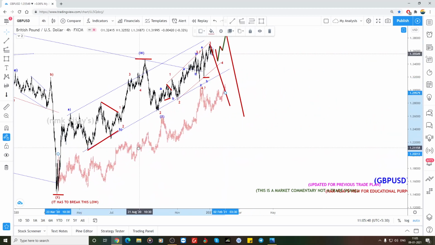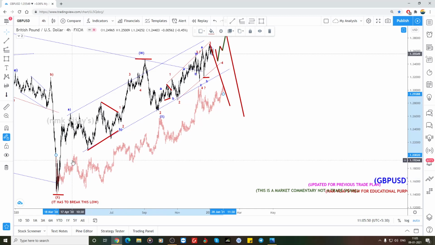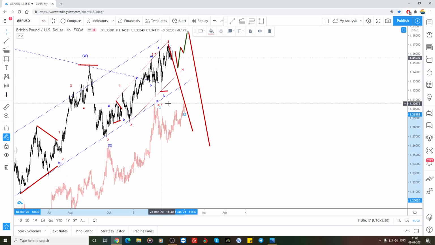I just kept this. So A, B is a triangle, and here it's an impulsive wave. The whole thing after that triangle is impulsive, it already did that, and here is a triangle, and here is also a triangle. After that, it already broke the high. So here I need one more wave like this, and after that it has to break the high.